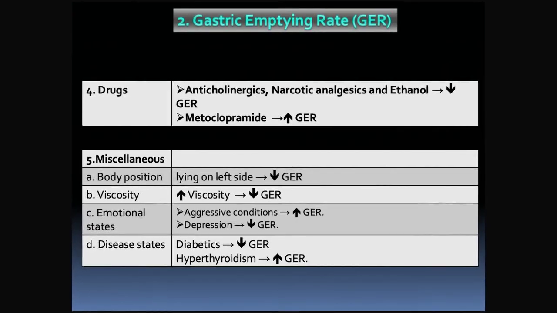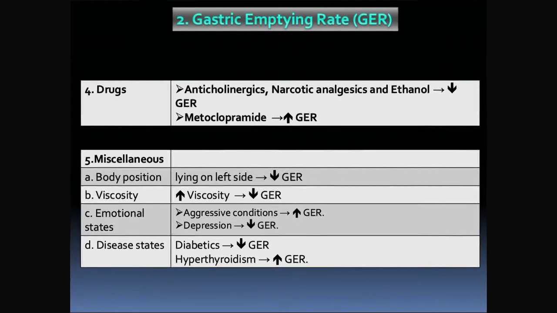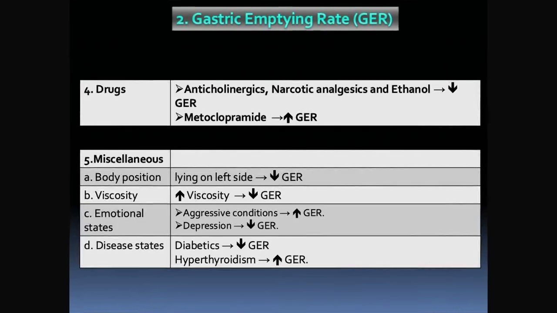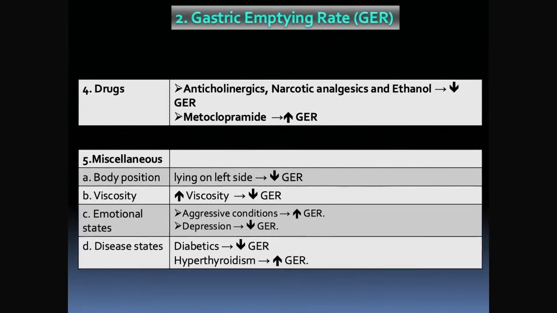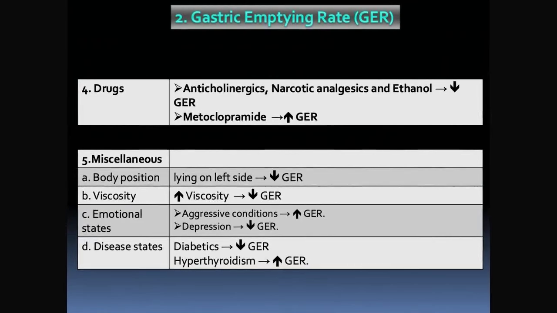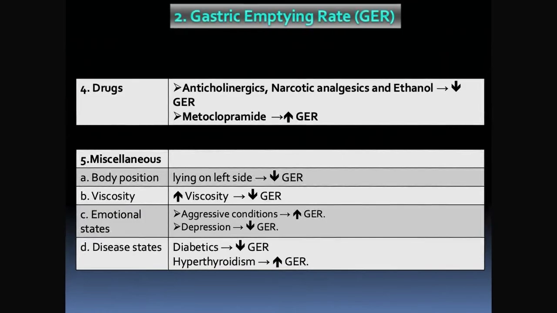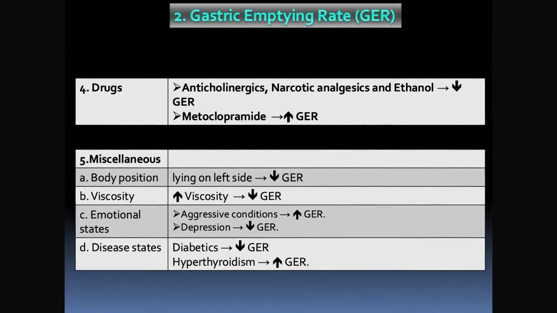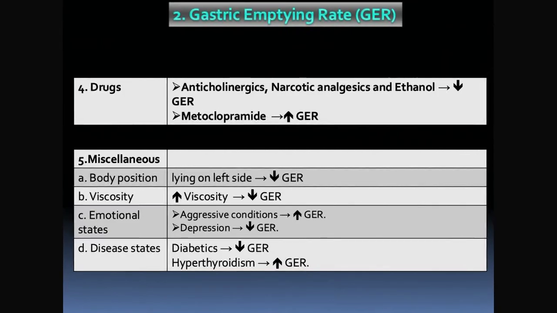Physical variables like high viscosity and a left-side body orientation create mechanical and gravitational resistance that slows this process, effectively extending the drug's residence time in the gastric environment. Furthermore, observe how systemic conditions like hyperthyroidism or aggressive emotional states heighten autonomic or metabolic activity to accelerate emptying, whereas diabetic complications cause the rate to plummet.